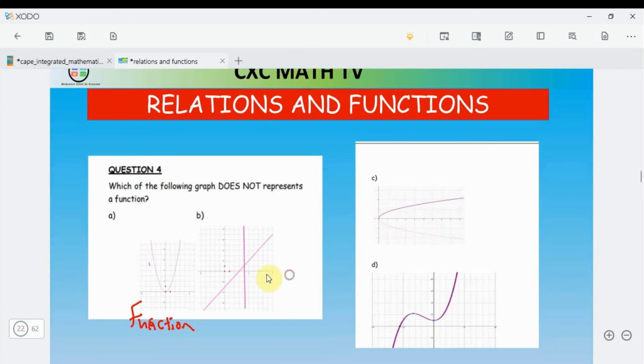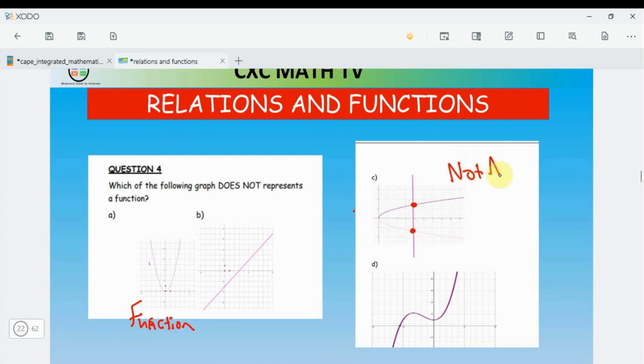Let's move over to option C. Going over to option C. Look at that. Doing the vertical line test, as we can see, it's intersecting at 2 points. So this is what? Not a function. This is just a relation. All right, so that would be option C. So that's the importance of remembering the vertical line test to determine if a graph is a function.